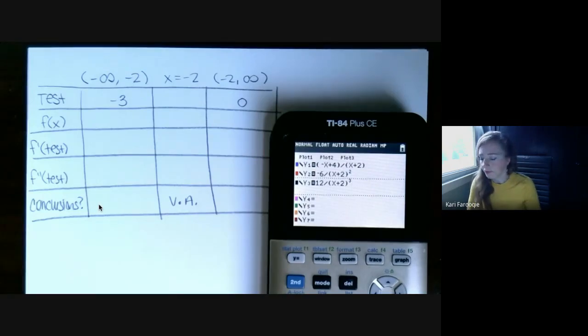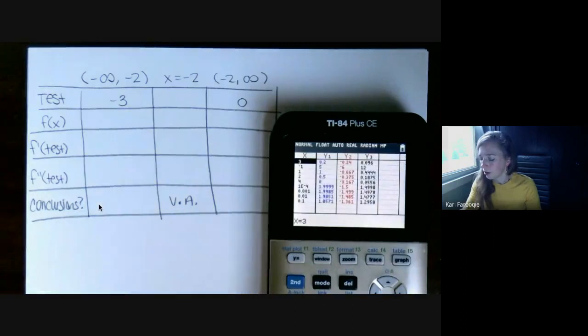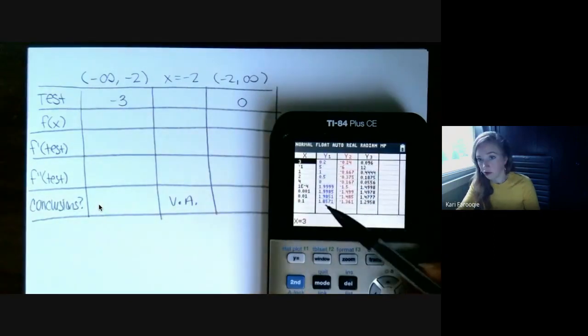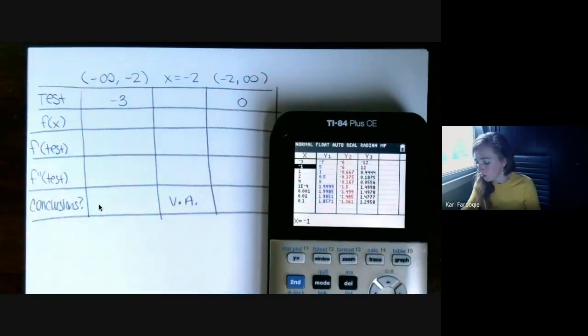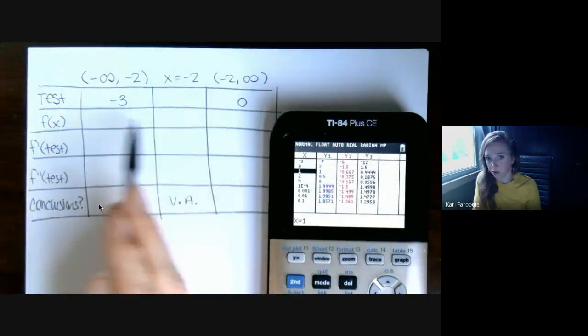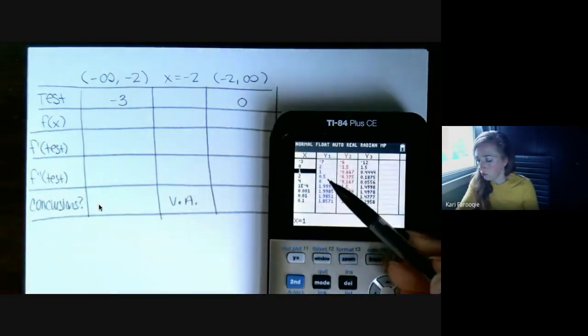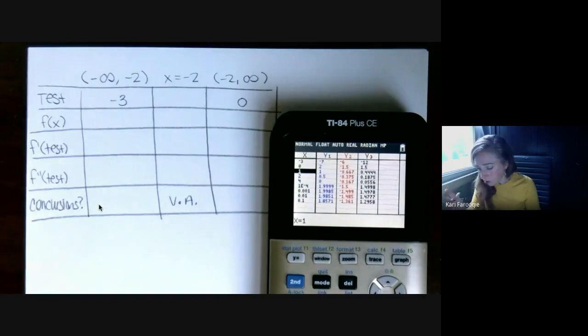Okay, now what we're going to do, and it's going to be transposed here, we're going to go to our table. Now, in y sub 1, these are going to be all the function values. In y sub 2, these are going to be all the first derivative values. And the column for y sub 3, you're going to have all the second derivative values. Now, we only care about what's happening at our test points, -3 and 0. So like I said, this is kind of confusing because it's going to be transposed. What I mean by that is your f of x row goes horizontally, whereas in your calculator, it's vertical. So if you want, just fill out one row at a time. That's what I'm going to do.